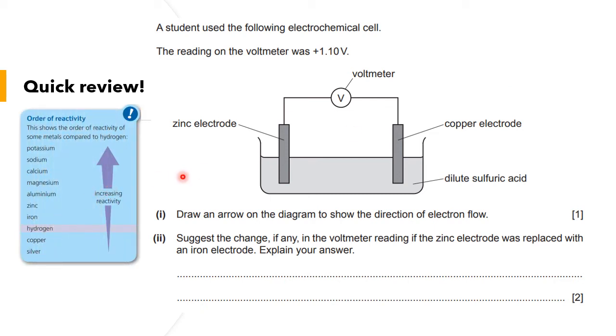Okay, based on the reactivity series of metal, the position of zinc is higher than the position of copper. So zinc is a more reactive metal than copper. Therefore, zinc will act as a negative terminal or anode, and then copper will act as a positive terminal or cathode. So, electrons will flow from the negative terminal to the positive terminal. Jadi, you kena lukis, draw an arrow. So, lukis. Okay.